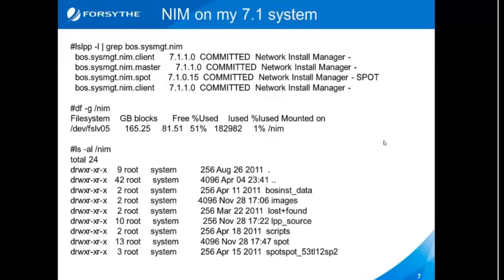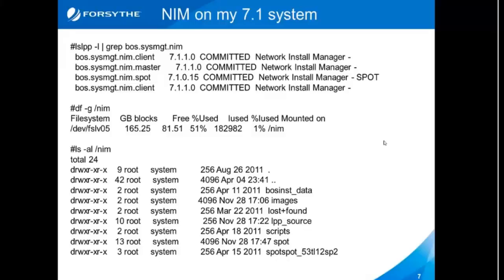Actually, my NIM is now much bigger than that. I tend to keep AIX 5.3, 6, and 7, and every technology level and service pack around. So mine is actually more like about 600 gig now. That's why I say you need to make sure that you allow for sufficient disk space for your NIM.